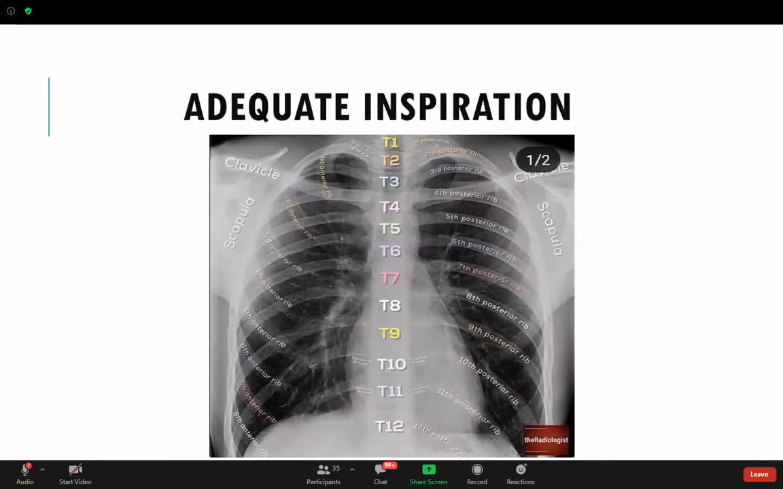And the third one is basically adequate inspiration. And how can we assess for adequate inspiration? We can do that by counting the ribs, okay? So ideally, you would have roughly between 7 to 9 ribs. Yeah, 7 ribs is good. So 7 to 9 ribs, as well as the presence of the costophrenic angle on both sides. Those are very good answers.